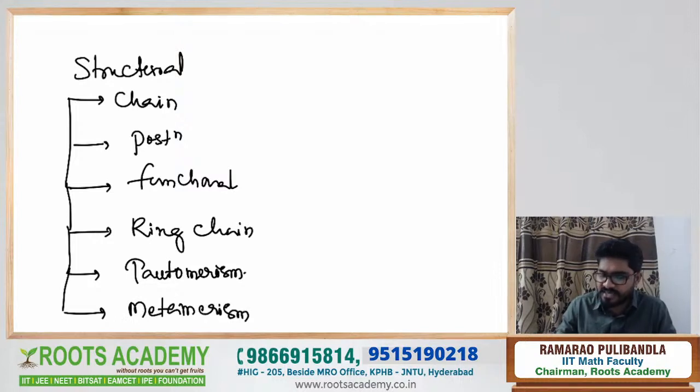Previously, we used to consider ring chain and functional both are same only. Right now, we have differentiated. This is the further classification in the structural: chain, position, functional, metamerism, ring chain, and tautomerism. These are different types in the structural isomerism, guys. Good. Come to stereo.